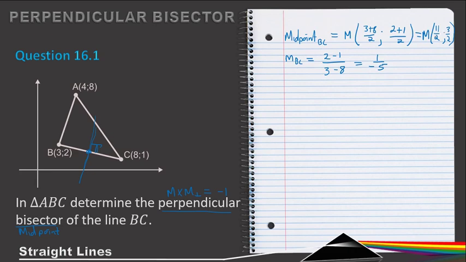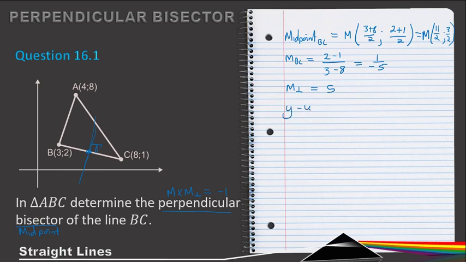So here we have a point and a gradient. It's not very simple, they're all in fractions, but we just follow our normal routines. Now that we have the gradient of BC, we need to find the perpendicular gradient of that line. So the perpendicular gradient is, if I change the numerator and denominator around and change the sign, I get 5. So that's much simpler to work with.